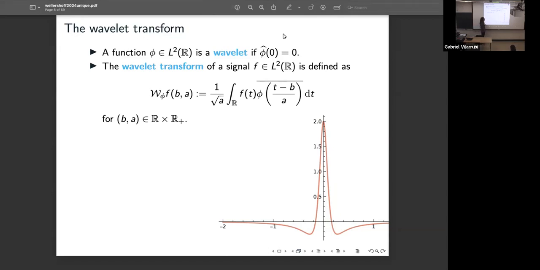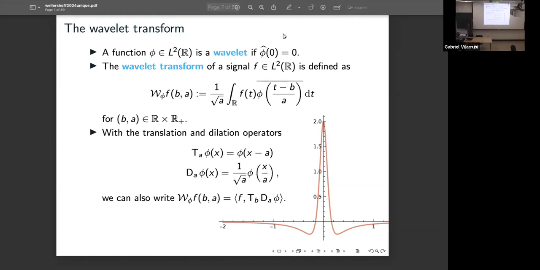That's all I want to say about this point. But then, if you introduce the translation operator T and dilation operator A, you could also write the wavelet transform as the inner product of f with a translated and dilated wavelet. It's just a little bit of basics. The only thing slightly interesting for people who already know the wavelet transform is that, by convention, we use the dilation that is L2 isometric instead of L1 isometric. But that's about it.